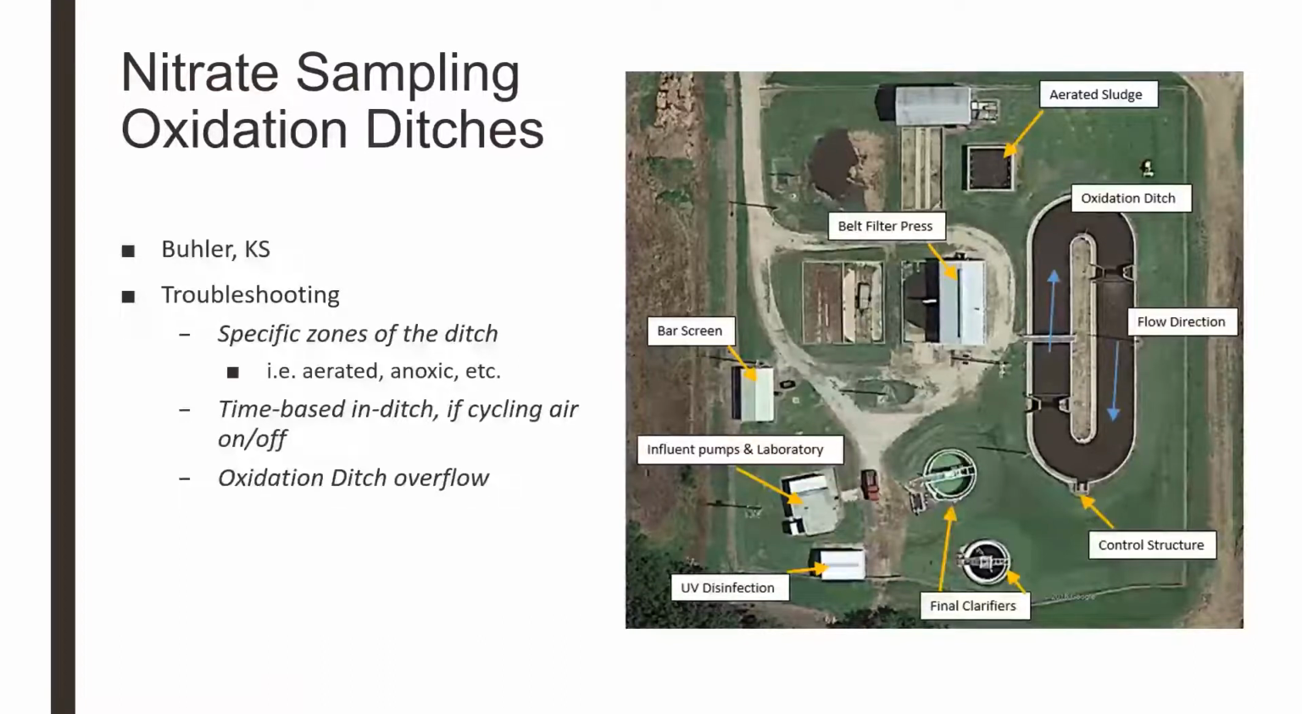You might also do it if you are running both rotors and are cycling air on and off, at which point you would look at the nitrate level towards the end of the air on and then towards the end of the air off. In this case, you'd probably be looking at the oxidation ditch overflow, allowing the mixed liquor to settle out, and testing the supernatant.